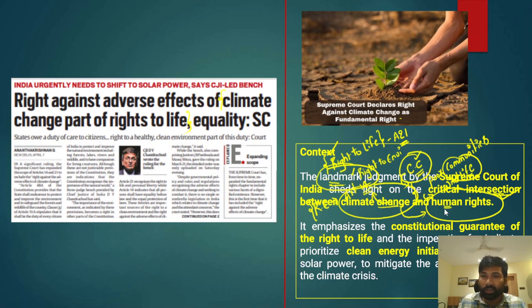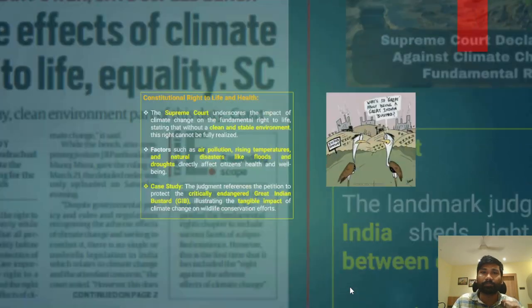In fact, this particular judgment has emphasized the constitutional guarantee of the right to life under Article 21. At the same time, the Supreme Court has also emphasized India's need to prioritize clean energy initiatives, because clean energy initiatives would help in reducing the negative impacts of climate change. So particularly solar power could mitigate the adverse effects of the climate crisis. And this is what the Supreme Court has said in the recent judgment.